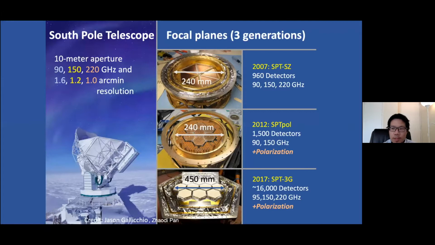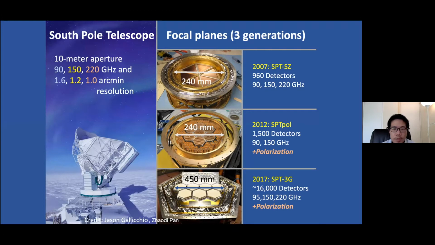So the SPT is a 10-meter telescope at the Amundsen-Scott South Pole Station. Due to the high altitude, low water vapor, and a stable atmosphere, we have very low atmospheric noise. And we can also make arc-minute resolution maps thanks to the 10-meter aperture.